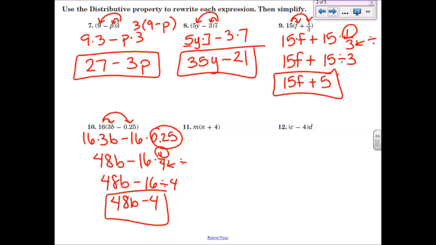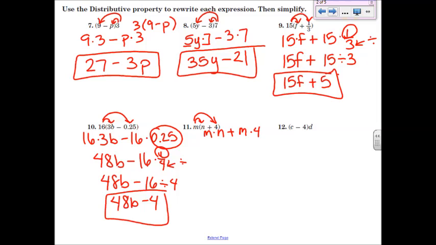In 11, even though we have a letter, a variable out front, we treat it like it's a number because it is. It's just any number. We don't know its value. So m gets multiplied by both, so m times n, and plus m times 4.